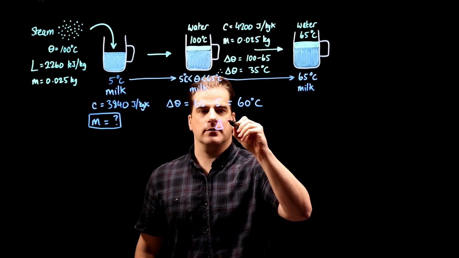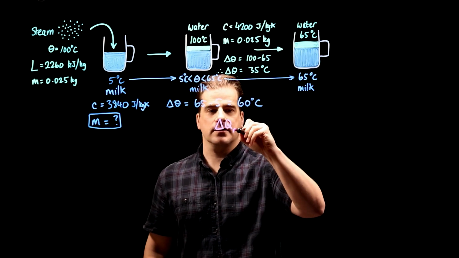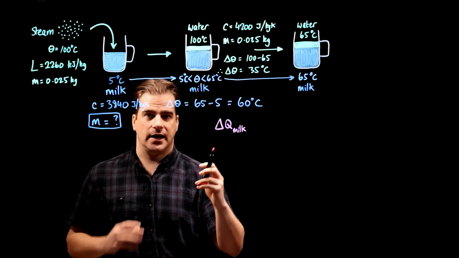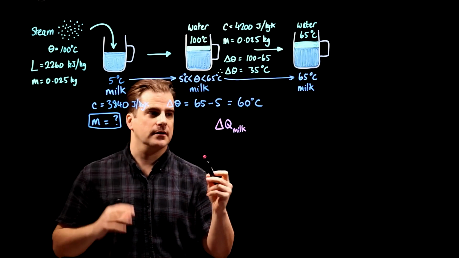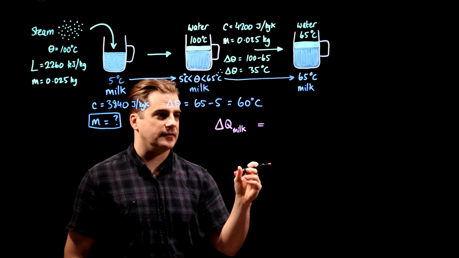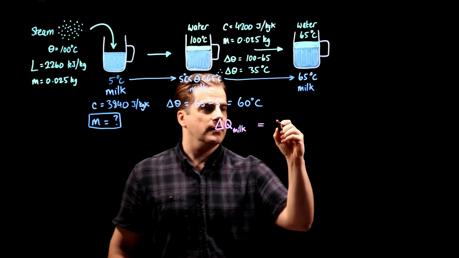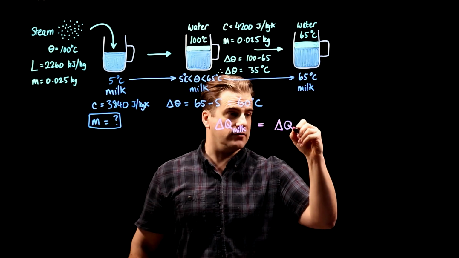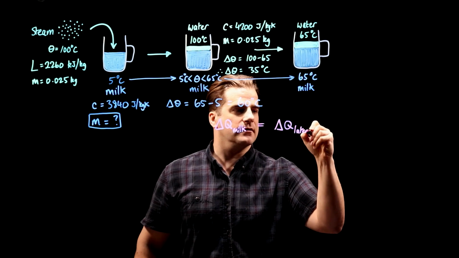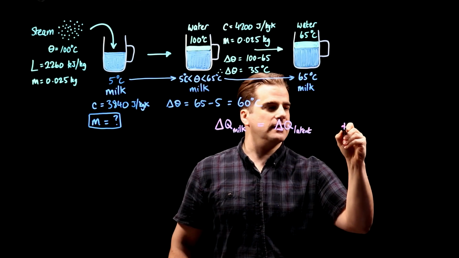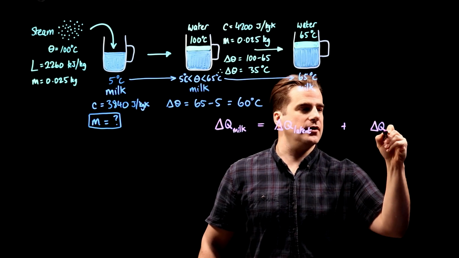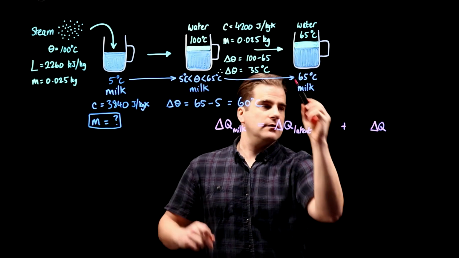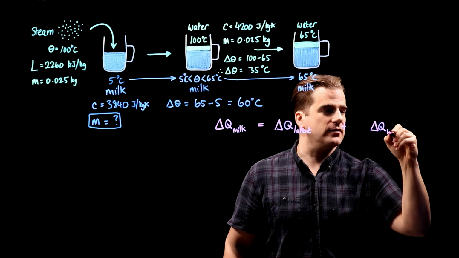Okay, so what we're saying is that the delta Q of the milk, that's the change in energy of the milk, comes from two places or two processes. The first one is the delta Q of when the steam condenses, so let's call that latent, plus delta Q of this water when it goes from 100 to 65, so delta Q of the water.